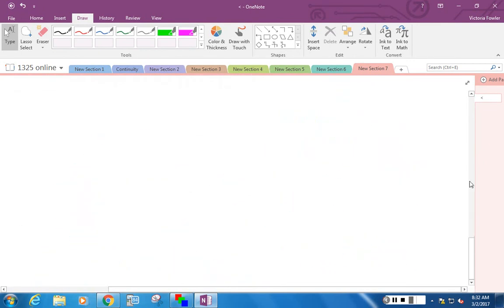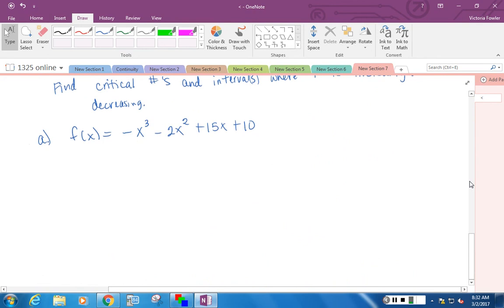Okay, so in order to solve these, I am first going to find the critical numbers, and then I'm going to test around them to see where my function is increasing and decreasing. And so I kind of do the same setup every time. I am working with a polynomial, so I know that my derivative actually is going to exist. Again, I don't have to worry about where it does not. So really my critical numbers are just going to be where the derivative is equal to 0. So I take the derivative, and by this time I'm very quick at it. Negative 3x squared minus 4x plus 15.